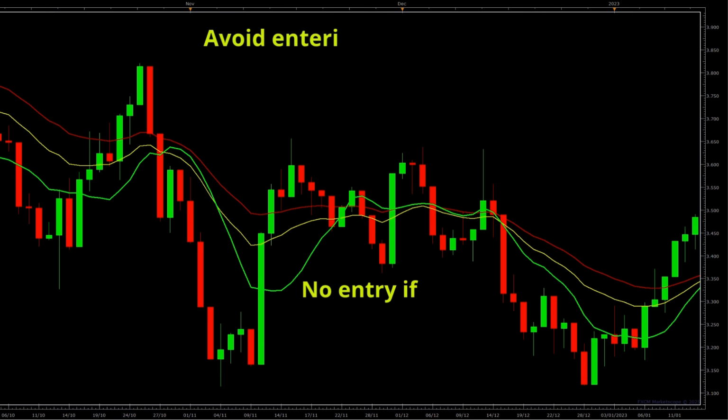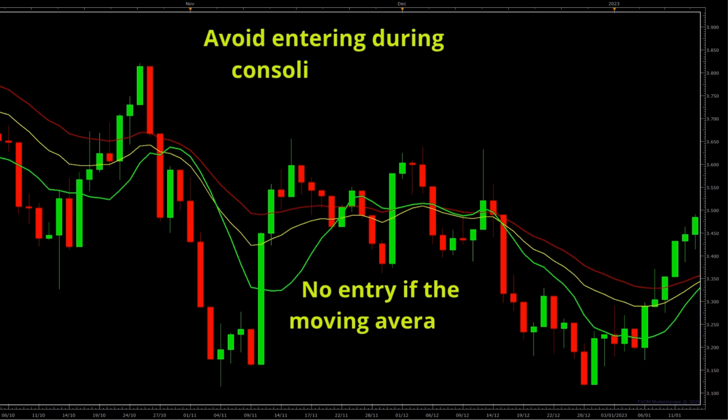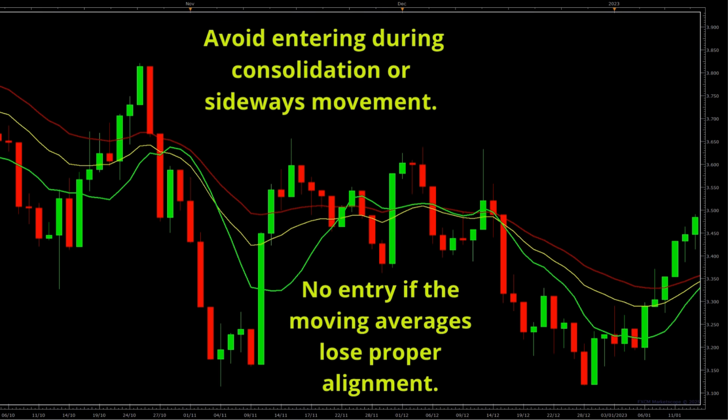This chart shows a perfect example of what to avoid. The moving averages are flat and intertwined, and the price action is choppy. In a market like this, the strategy is not applicable. We only hunt for clear trends, so any sideways movement is a signal to stay out.